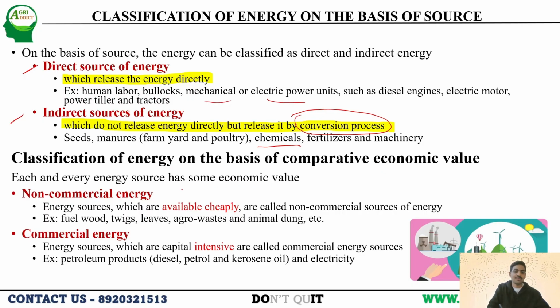This is based on economic value. We should note it. Non-commercial energy and commercial energy. Usually, the non-commercial energy will be available cheaply. This should be noted. And the source will be fuel wood, agro waste, and animal dung. Whereas for the commercial, it will be petroleum. Okay, we can note it.